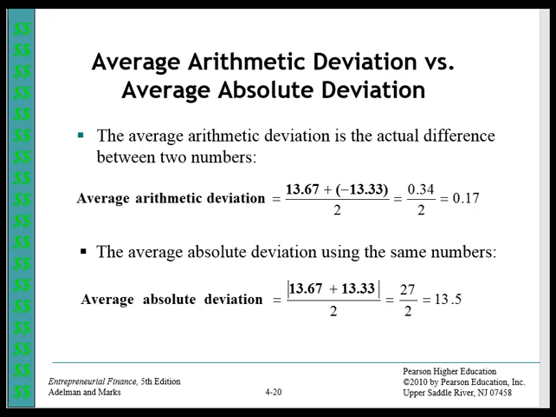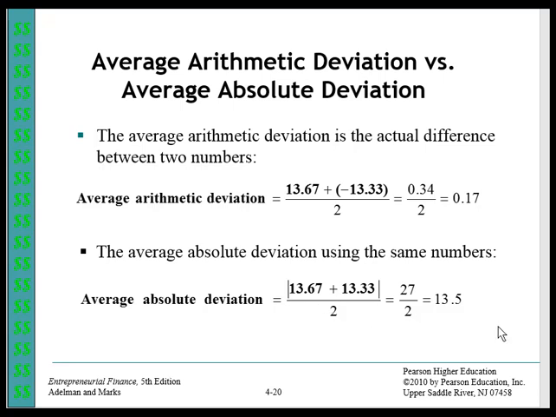So we could use just the average, right? What is the actual average? In this case, you can see that the average deviation is 0.17. But the average absolute deviation is 13.5. That number is going to give us a number that's much closer to the values above here, right?